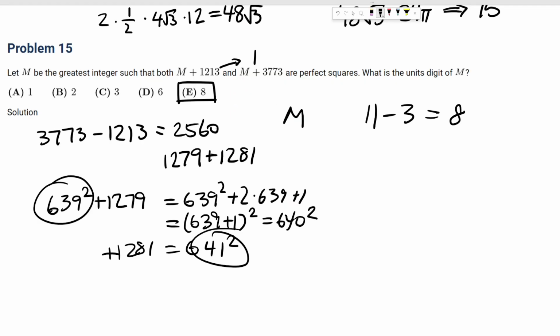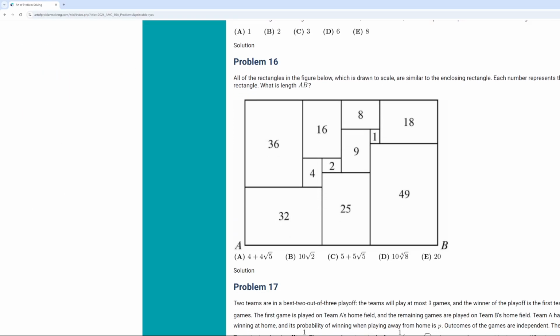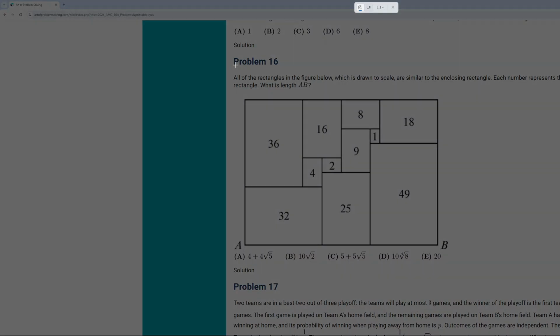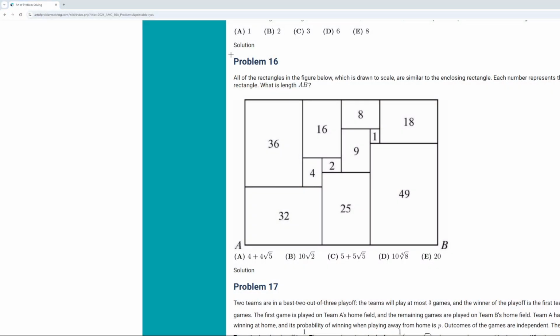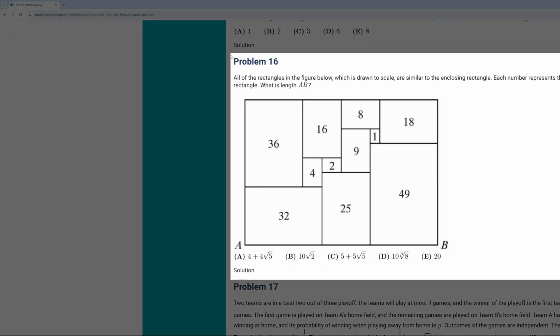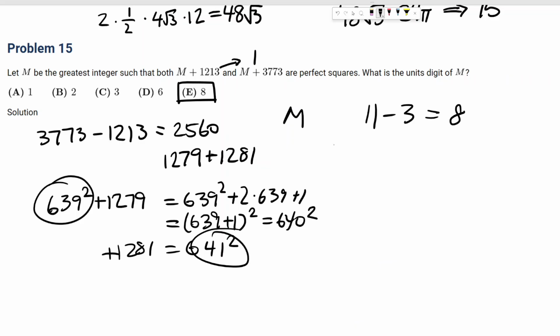I think this is the first E in the test. No, that is not the first E in the test. What am I saying? There's a bunch of E's before that. Are there? Yeah, there are definitely E's before that. All right, next problem.